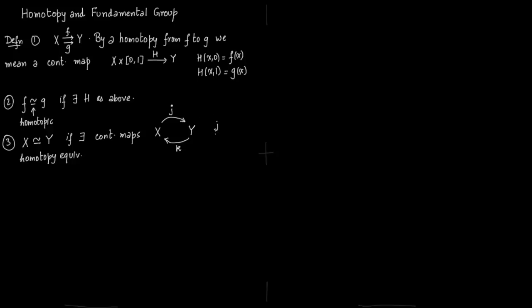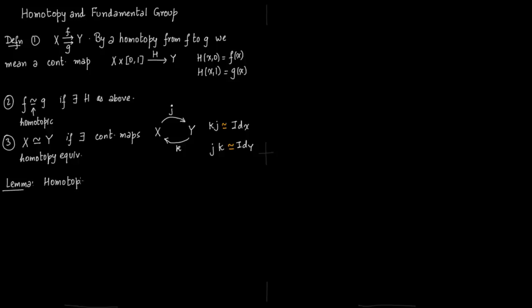And the condition is that first you apply J, that is go to Y and then come back to X by applying K. This is homotopic to ID on X. And then you first apply K and then apply J, you get homotopic to ID on Y. So let us now explore the first lemma.